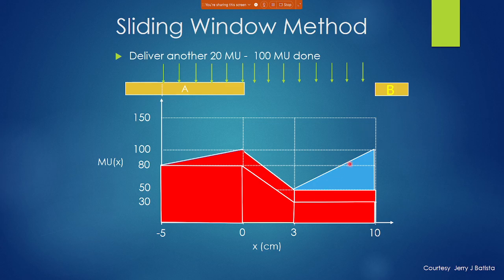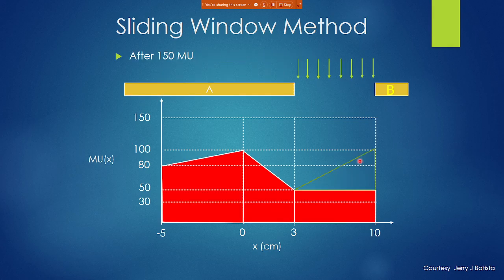Next, we have to get only this one. So the only way I can do is this, bring A to here and move A from here to here, right? So I will get a profile like this. Let's look at this. So now I move that, I get a profile. So I got the entire profile that I wanted after 150 MU.